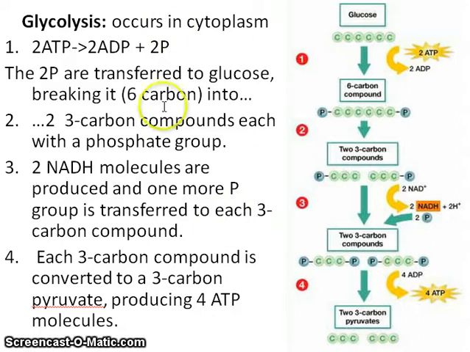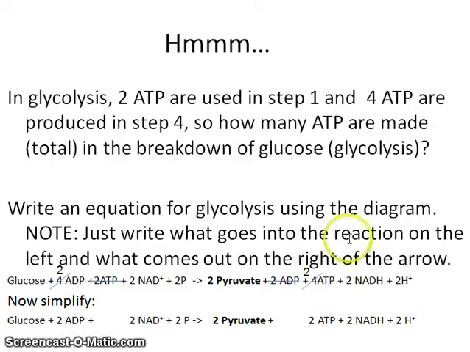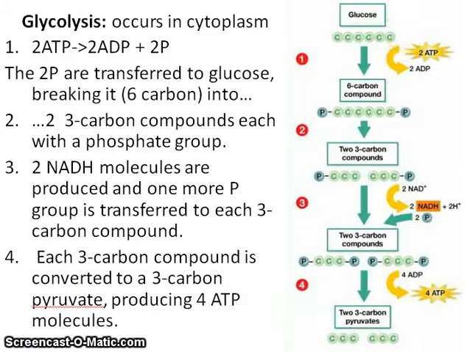So you can go ahead and write this down. I won't expect you to memorize these, but those are the details of glycolysis. Now, in glycolysis, 2 ATP are used in step 1, and 4 ATP are produced in step 4. That's referencing the 2 ATP used in step 1 and the 4 ATP produced in step 4.